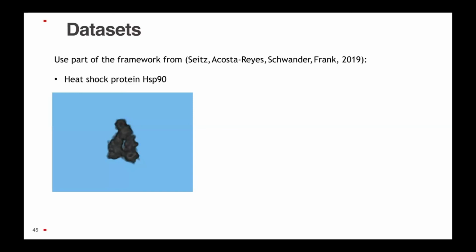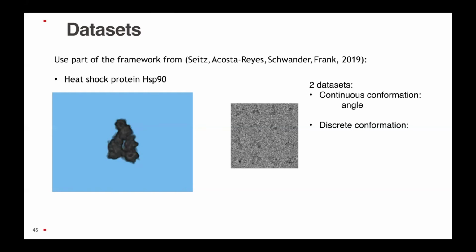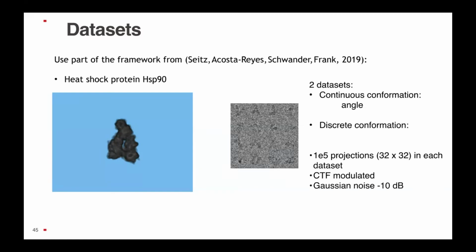So we ran our method on a simulated data set where we had two data sets. One had continuous conformation, and another had discrete conformation, and the predictions look something like this. For each case, we took 100,000 predictions, used some CTF modulation, and added Gaussian noise at minus 10 dB. And in the simulator, we assumed that the latent distribution is uniform on a 1D line.